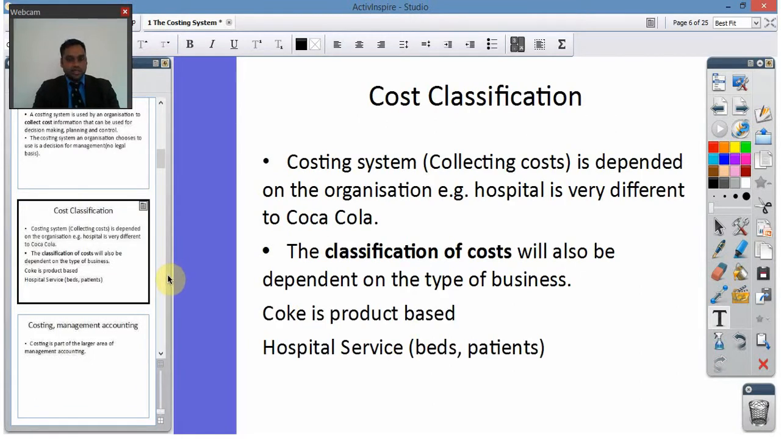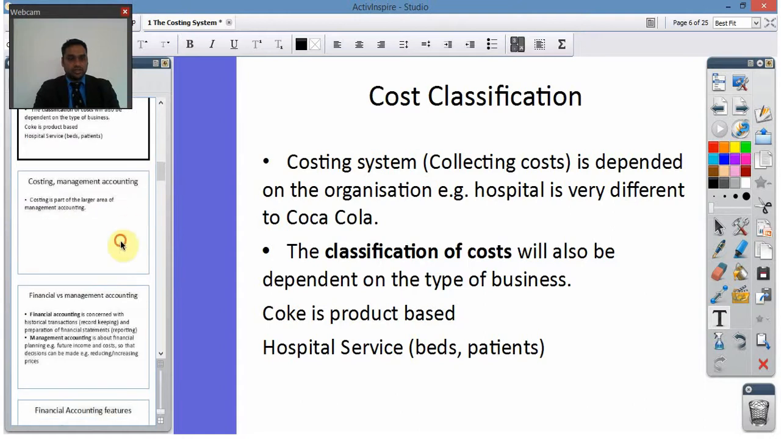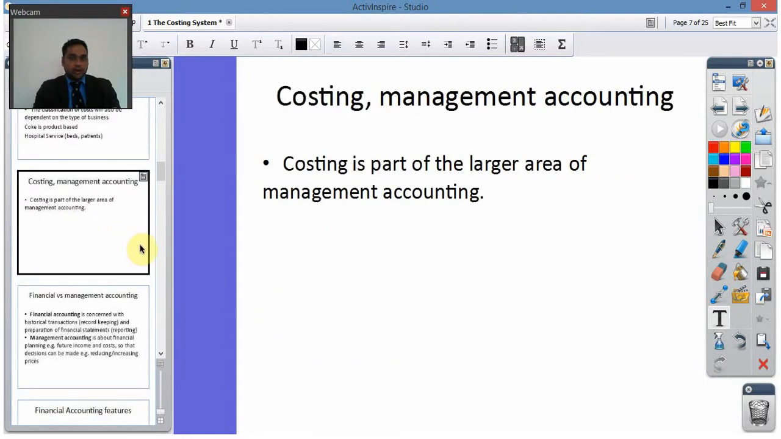So cost classification. Cost classification is basically collecting the cost into whatever kind of unit or product that you buy or sell. It can be a service or a product. So for example, Coca-Cola is a product-based business, so the classification of the costs will be by product, whereas a hospital is rather different. It could be by patients, it could be by beds, depending on the actual way that the business wants to classify its costs.